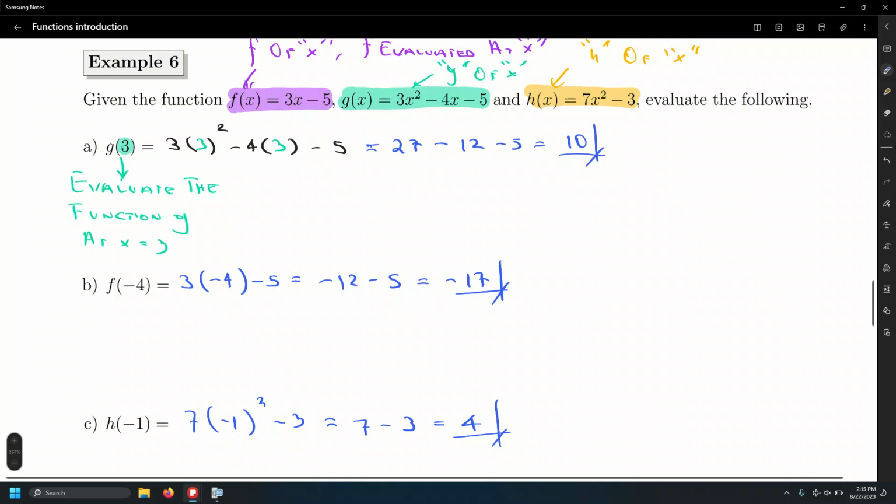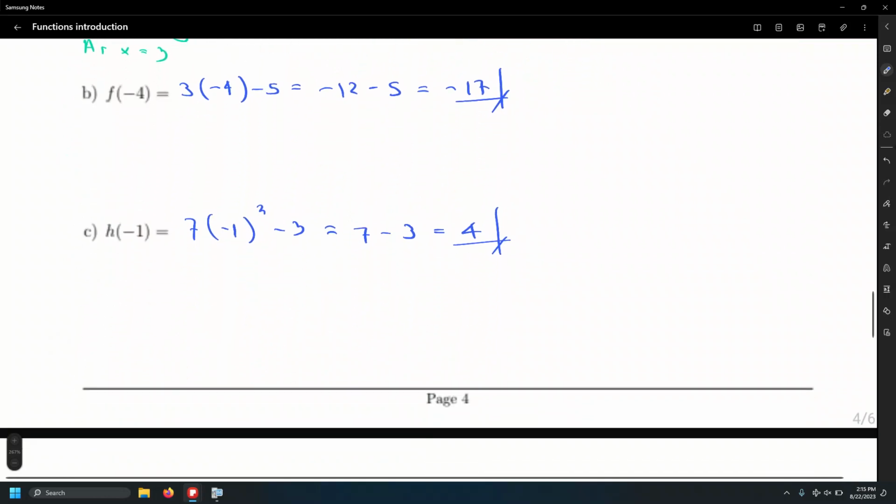That doesn't look any different from something we did at the beginning, like plugging in values of x to obtain values of y, except that this time we're using the function notation instead of just y equals expression. And in many cases, it will matter the choice of f, g, and h. All right?